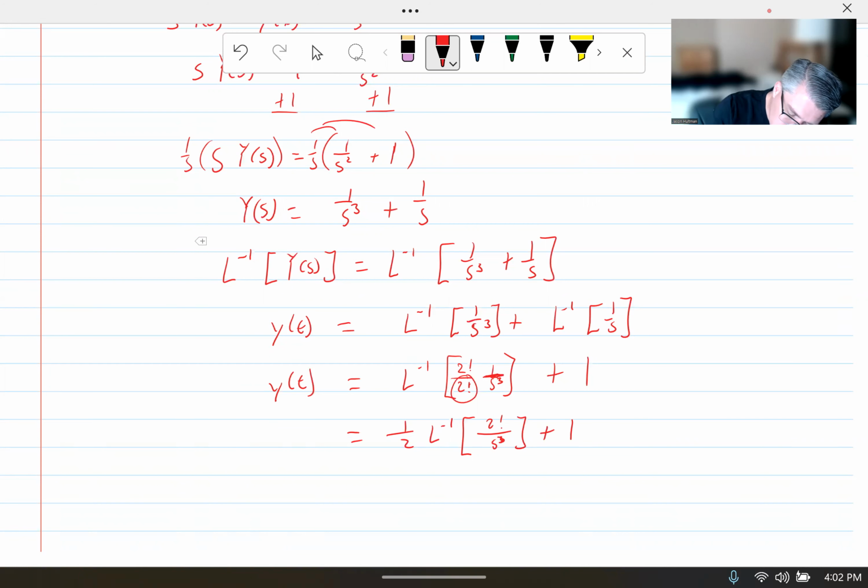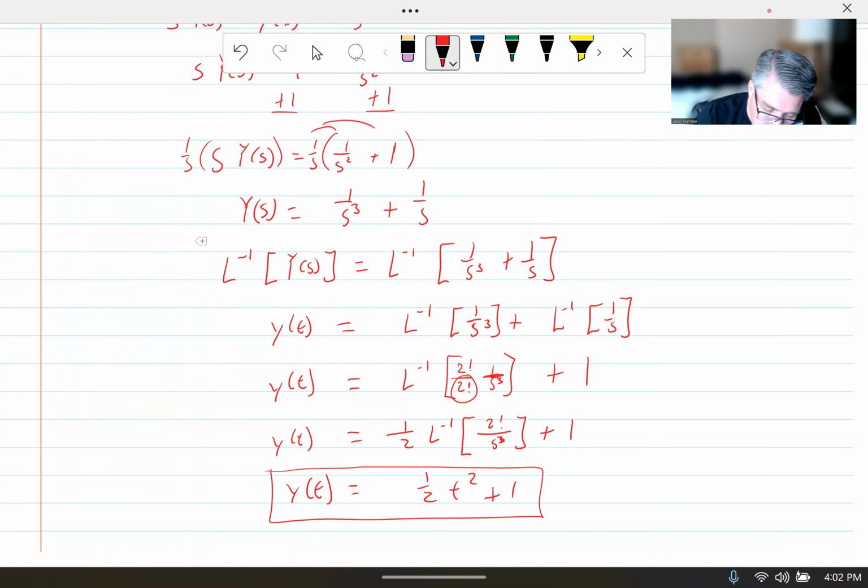plus 1. So what does this inverse Laplace transform become? It becomes t squared. So this is 1/2 t squared plus 1. Okay.